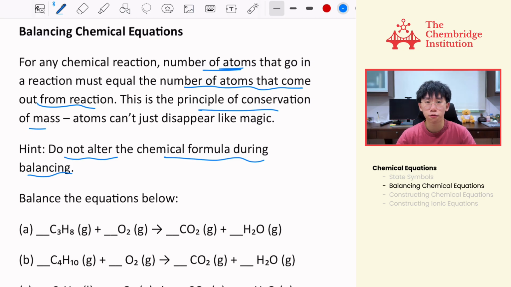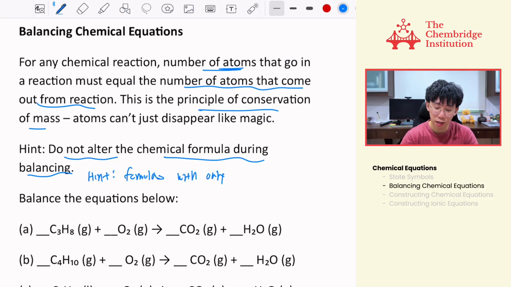Generally, as you could see from our previous example, you always want to create the chemical formulas first and put it all together in the equation before you start balancing itself. Another hint that I always like to teach is that generally you want to start with those formulas with only one element on each side of the equation.